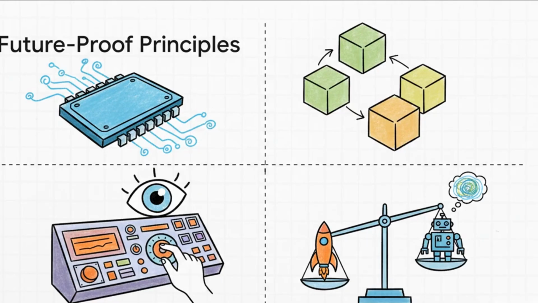So, as we look to the future, what are the big principles to keep in mind? Well, first, design your systems so they can actually scale on modern GPUs. Second, really embrace those modular, microservice designs we talked about. And finally, always build in ways for you to see what your agents are doing and to control them. It's all about finding that perfect sweet spot between raw performance and true autonomy.